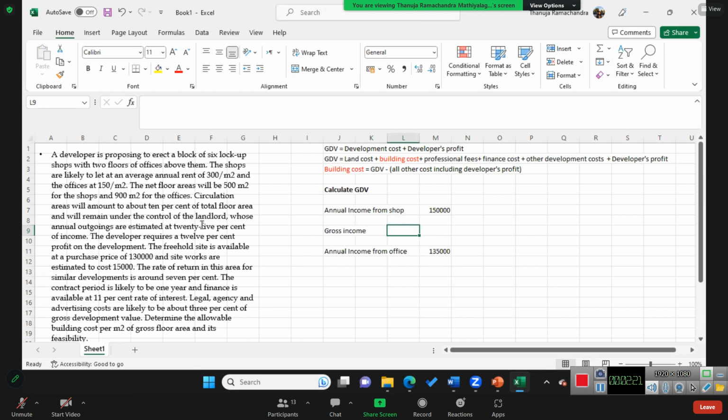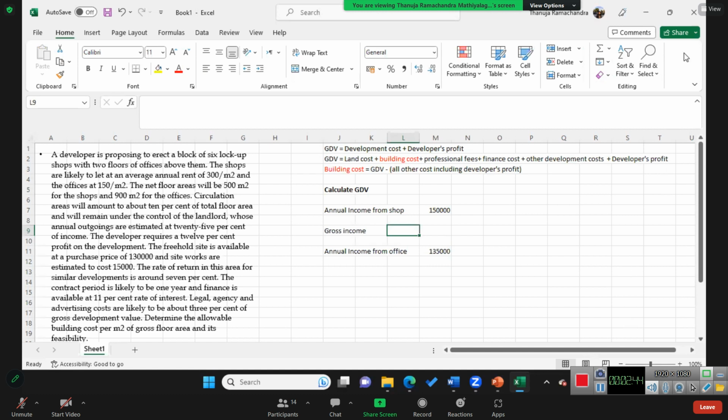12% profit on the development. Freehold site is available for this one. Site works are estimated to cost 15,000. The rate of return for similar development is around 11%. So annually, it is the similar development.